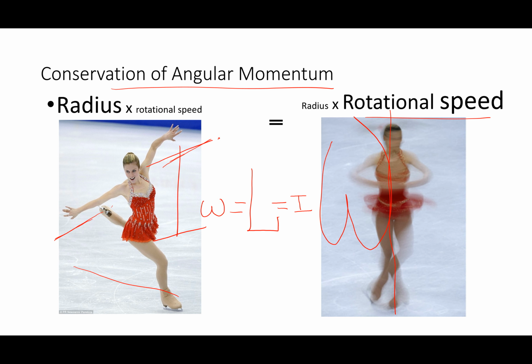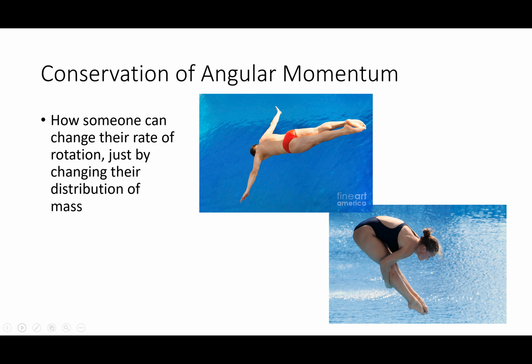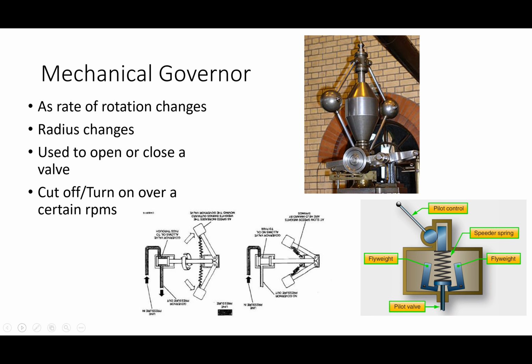What's amazing is a person can actually change their rate of rotation just by distributing their mass. You redistribute your mass, you can change your rate of spin. And athletes, dancers, divers, gymnasts do this all the time. And this is one of the things they have to master in order to be fabulous in their field.